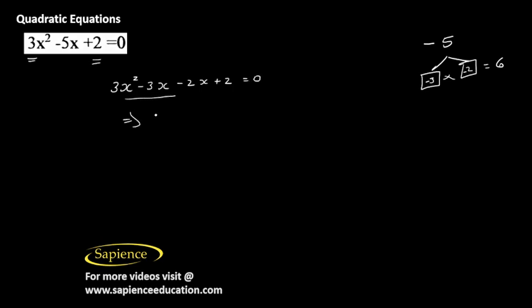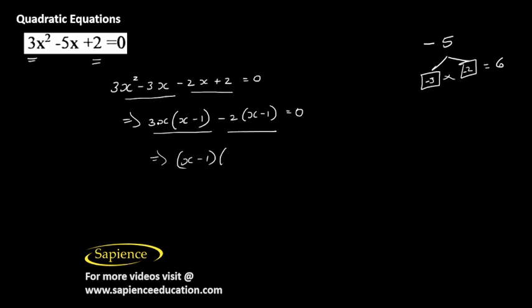Now from the first two terms, we can take 3x outside, 3x into x minus 1. And from the next two terms, we can take minus 2 outside, so minus 2 into x minus 1 equal to 0. Now we have two terms. We factorize the 4-term equation to 2-term equation. Now we can factorize it further into one single term by taking x minus 1 common outside. X minus 1 went outside, so inside we will have 3x minus 2. And this is the factorized format.